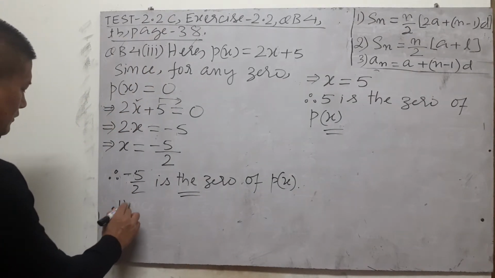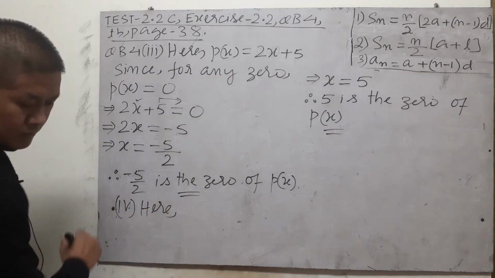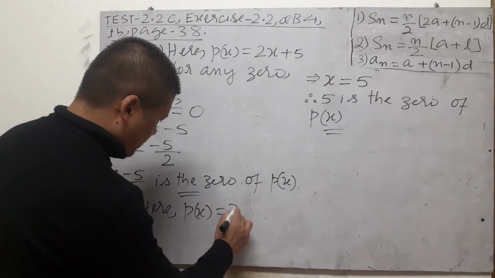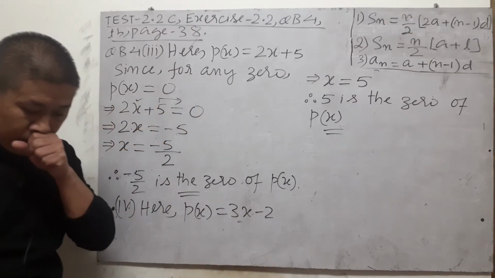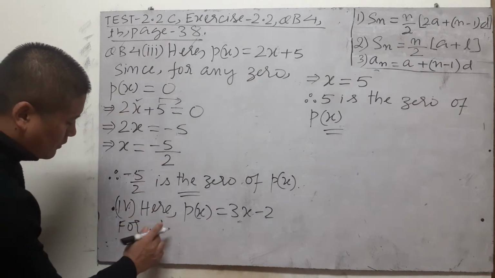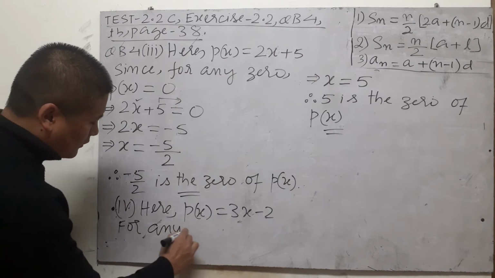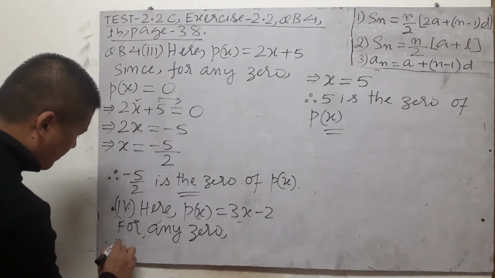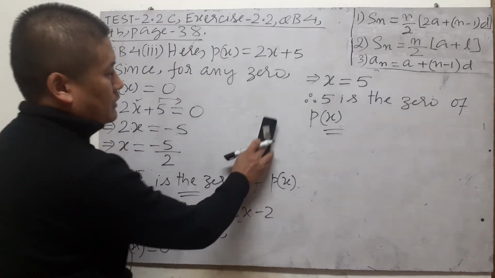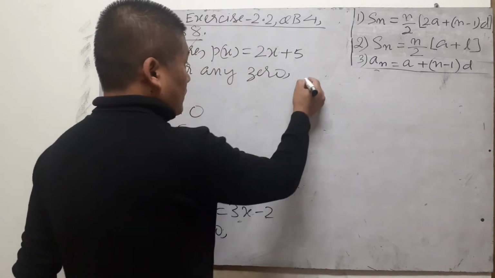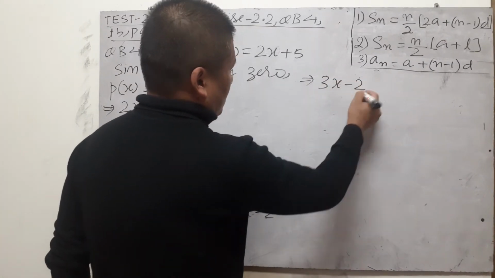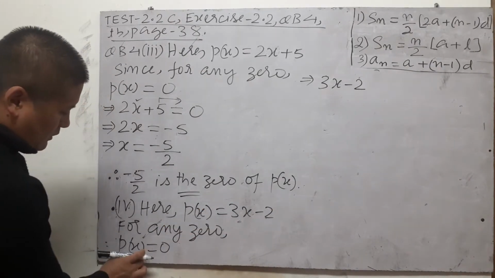Then number 4. Here, look at your question. P of x equal to 3x minus 2, I think. Yes. So following the same process we have been doing, for any zero, simply put p of x equal to 0. We know this from the beginning of the chapter. We discussed it once in the introduction. So this p of x value here is 3x minus 2. That 3x minus 2 will replace the p of x here, equal to 0 on the right side.